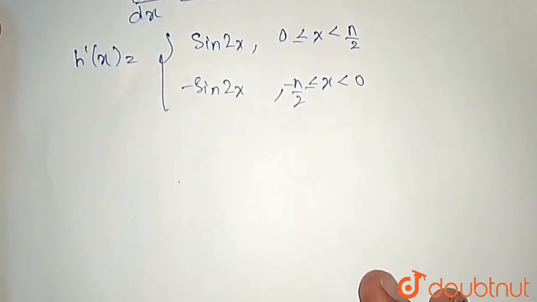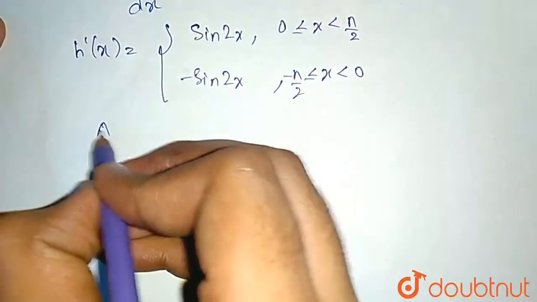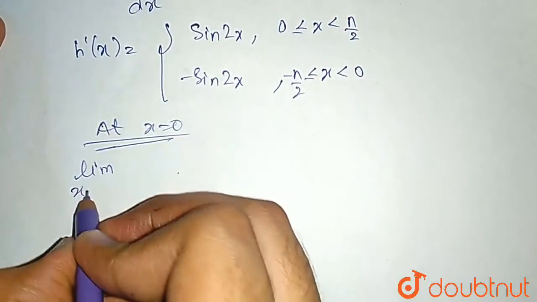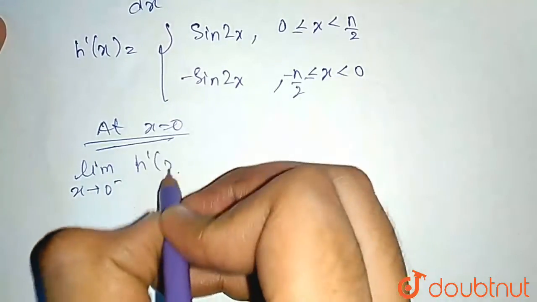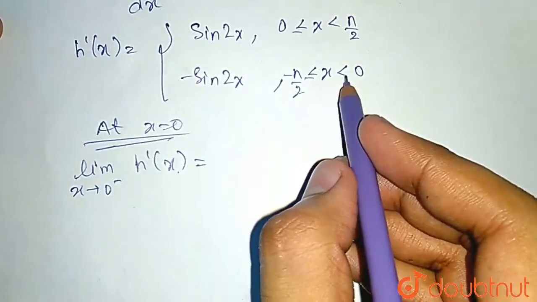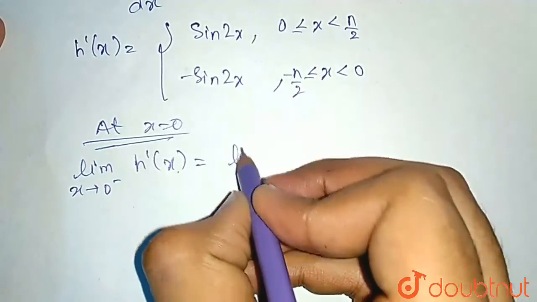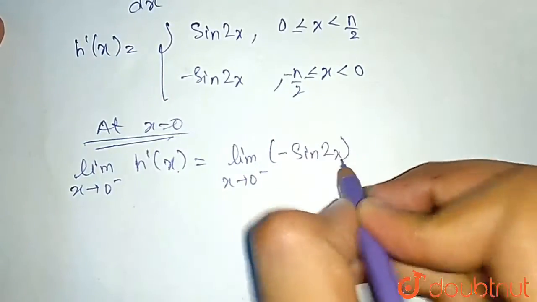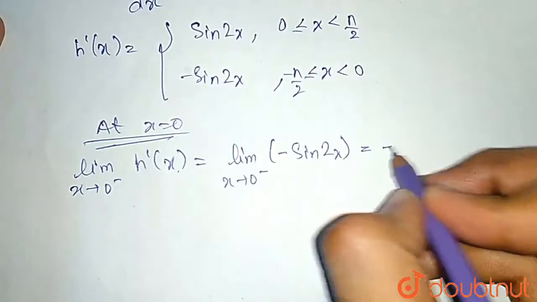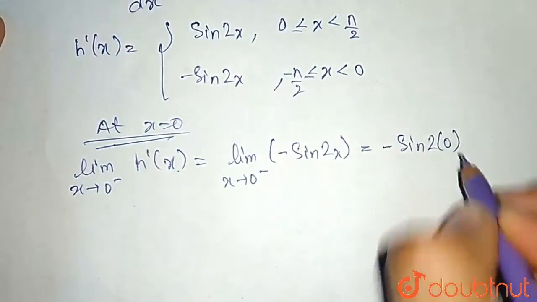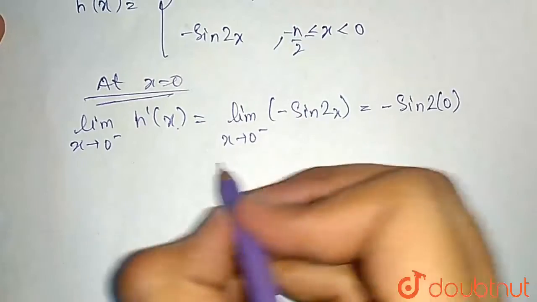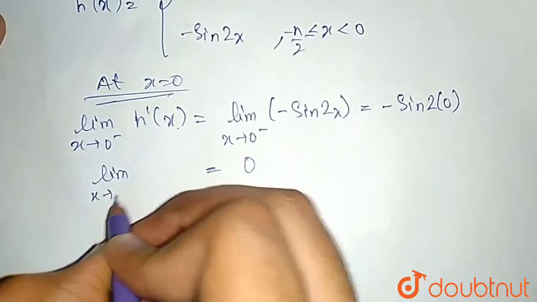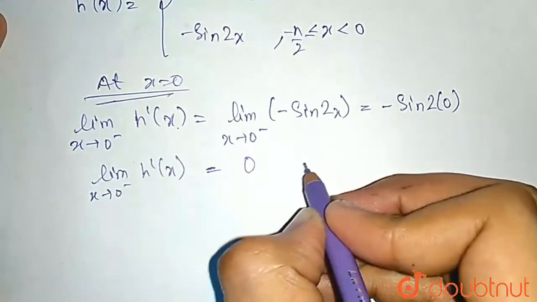Now we need to check its differentiability. Again we are checking at x equal to 0. First of all, checking the left hand limit, x tending to 0 negative h dash x. For x tending to 0 negative, it is equal to minus sin 2x. So limit x tending to 0 negative of minus sin 2x. If we substitute x equal to 0, minus of sin 2 into 0, which would be sin 0. So the limit x tending to 0 negative h dash x is equal to 0.